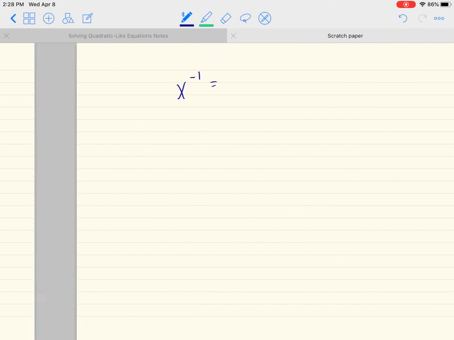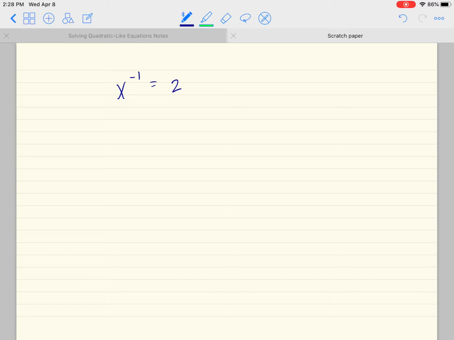So now the question is, how do we solve that? How do we get rid of x to the negative first? All right, let me go to my scratch for a second here to show you. There's 2 ways you can think about this. So x to the negative 1 equals, what was it? I forgot. Let's say it was 2. I think it was 2. How do we solve this?